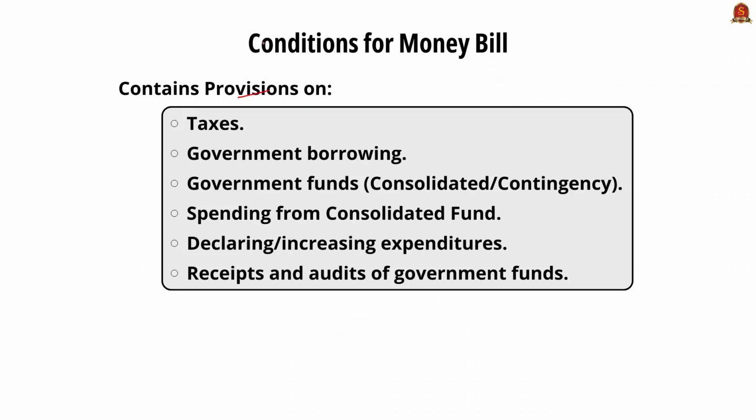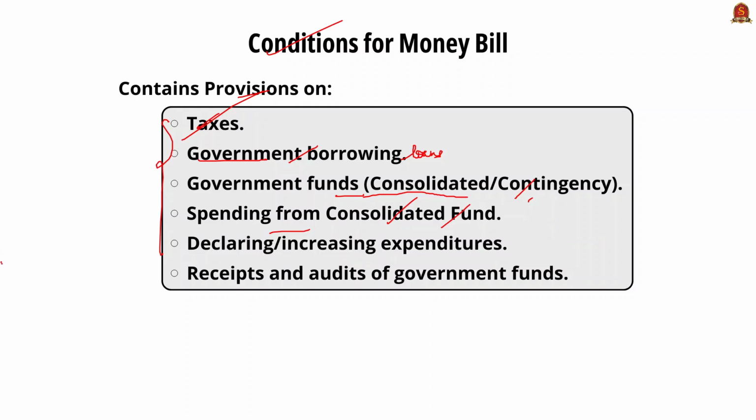The bill is considered a money bill if it contains only provisions dealing with all or any of the following matters, which is the taxes, and it should be imposing, changing or cancelling taxes. Next is the government borrowing, where regulating government loans and guarantees are there. Next is the government funds, where managing the consolidated fund and contingency fund of India, including deposits and withdrawals are there. Then is the spending, where allocating money for the consolidated fund of India is there.